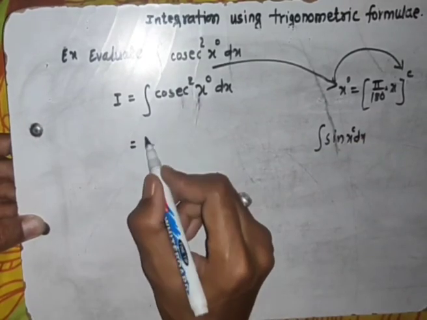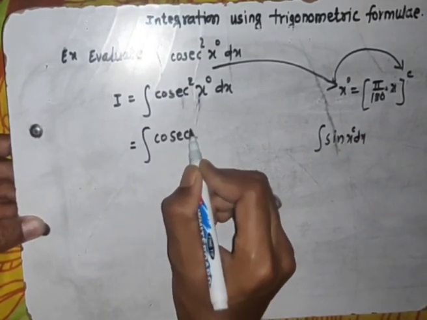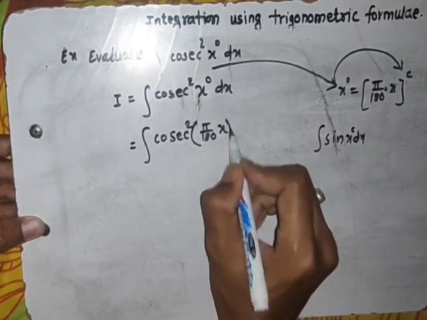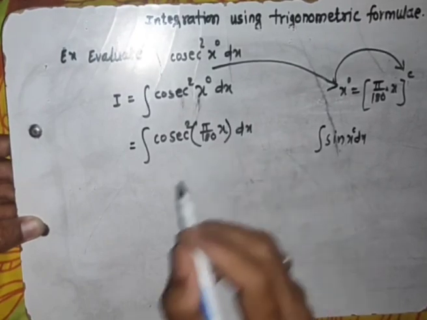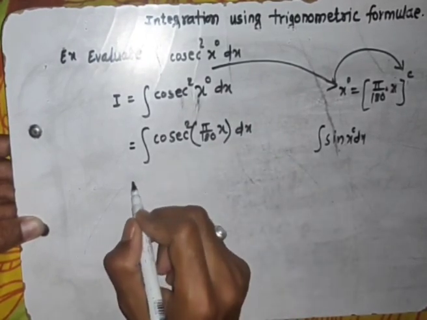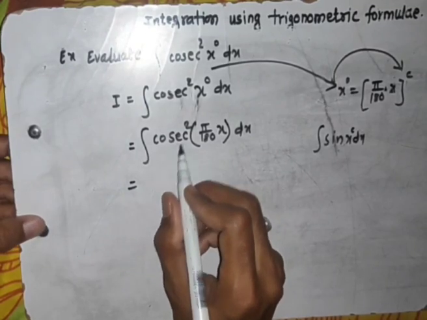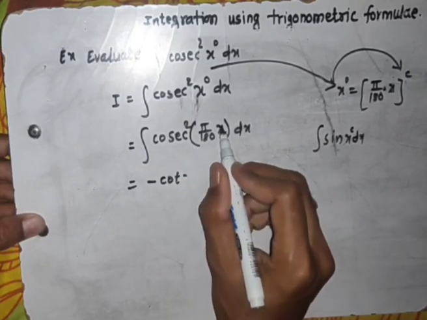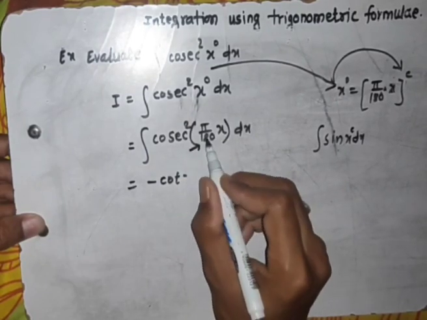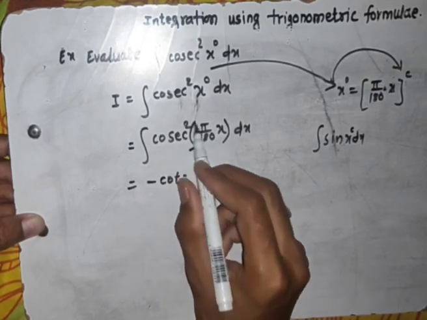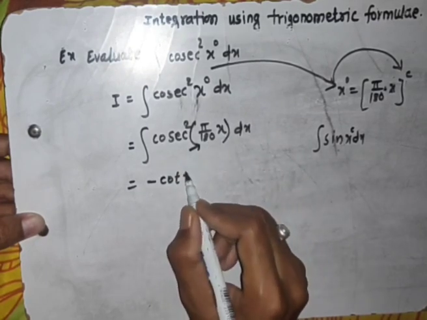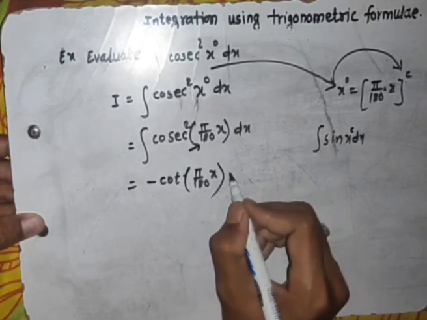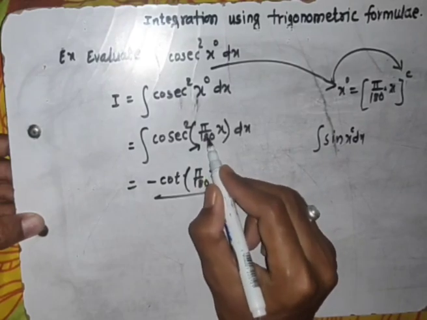So using this we can write integration of cosec square of (pi upon 180 into x) dx. This is radian here. We now integrate. What is integration of cosec square x? This is minus cot x. Cosec square of x, but the angle is composite here. Using the rule of composite integration, what is integration of cosec square of (pi upon 180)x? This is minus cot of pi upon 180 x, the angle as it is, divided by the derivative of (pi upon 180)x.